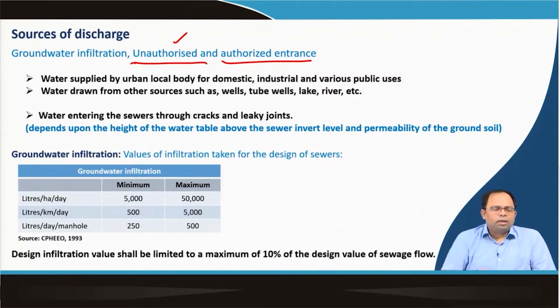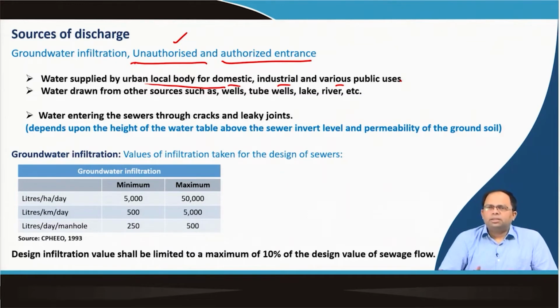So, the water that comes in through both authorized and unauthorized connections, or the sewage that comes in through those connections along with groundwater infiltration, has to be estimated. So, where does the water come from? The water comes from the water supplied by the urban local body for domestic, industrial and various public uses. That is the water supplied by the municipality, but municipality in most Indian cities cannot supply 135 LPCD, liters per capita per day. So, even though in some residential units they get adequate water, in many other places or maybe in the slums that kind of water quantity is not available.